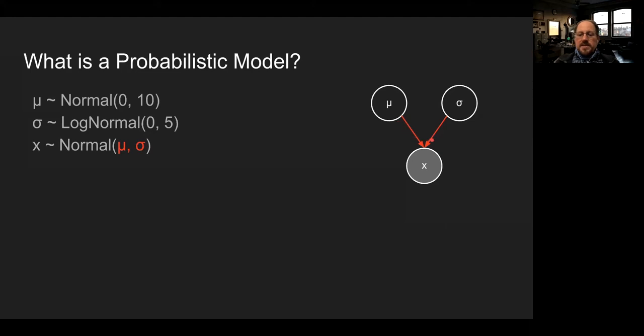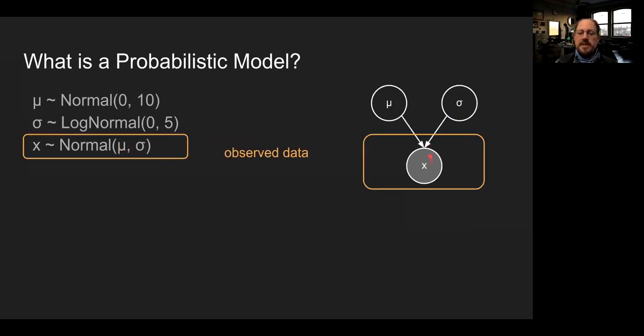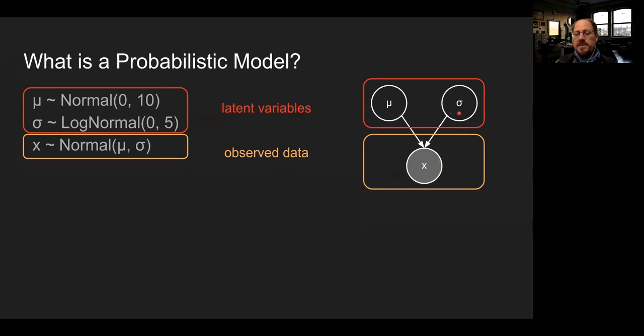In the graphical form, the arrows mean that the parameters of a distribution of one random variable depend on other random variables. Here we see that X depends on these mu and sigma variables. We also distinguish, in the graphical form, between the shaded nodes, which denote observed data, and the empty nodes, which denote latent variables. In particular, the goal of probabilistic inference is to infer joint distributions over the latent variables conditioned on, or consistent with, observed data.